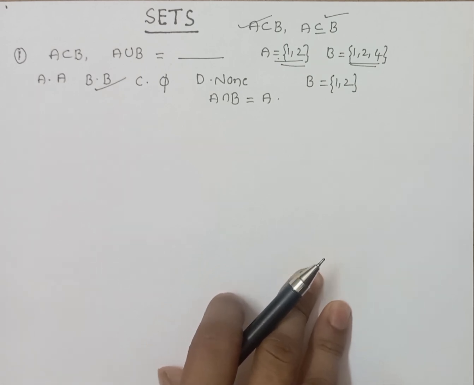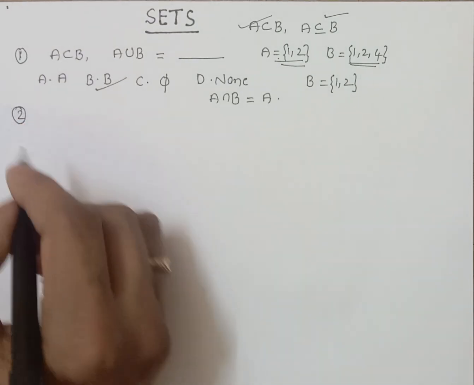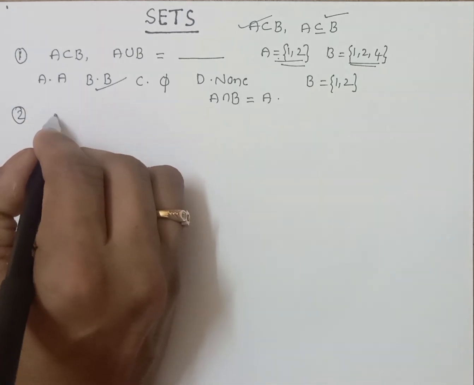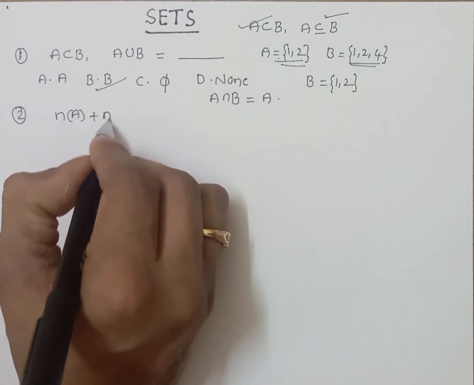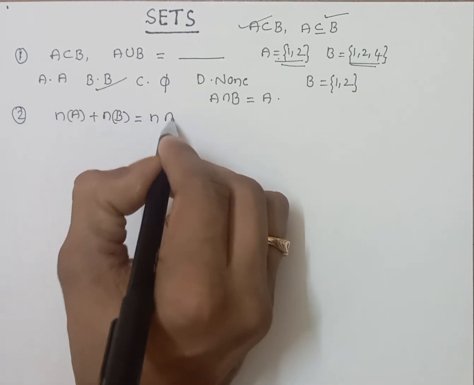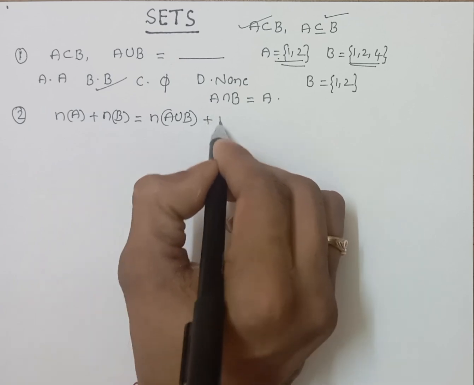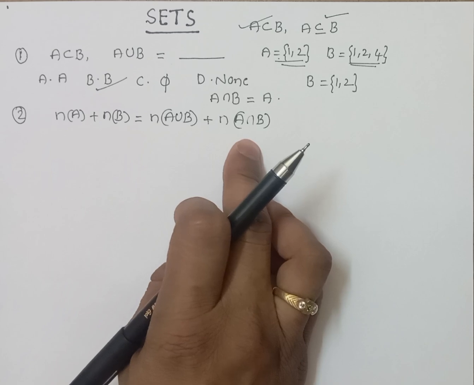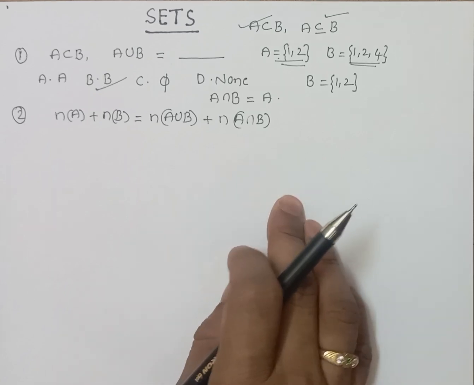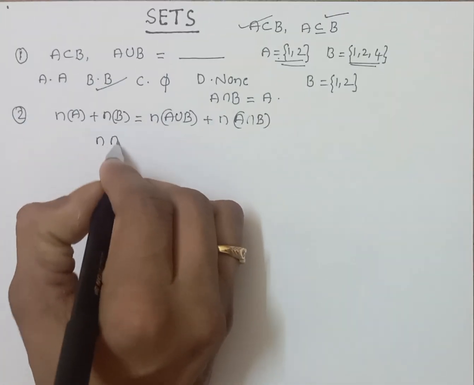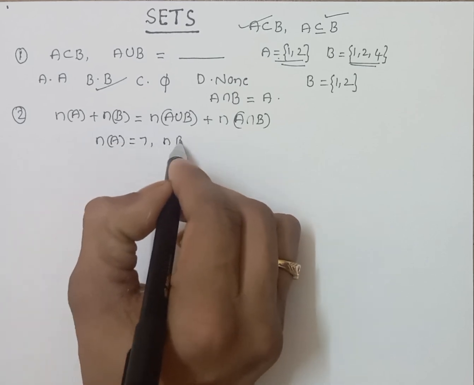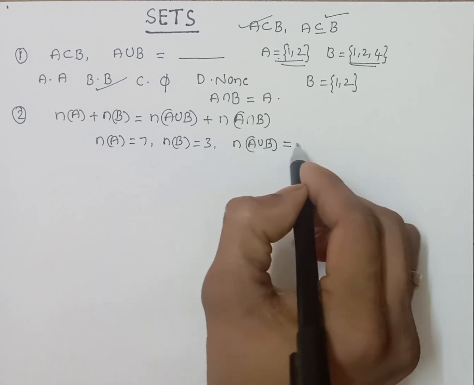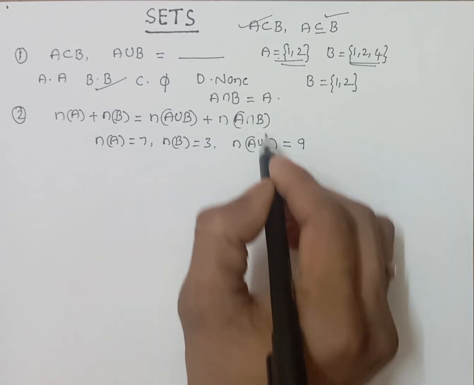After this, there is a chance of getting a question based on the cardinal number, that is the number of elements in a set, and there is a formula: n(A) + n(B) = n(A union B) + n(A intersection B). Out of these four quantities, any three will be given to you, asking for the other one. Like if n(A) = 7, n(B) = 3, and n(A union B) = 9, what is n(A intersection B)?